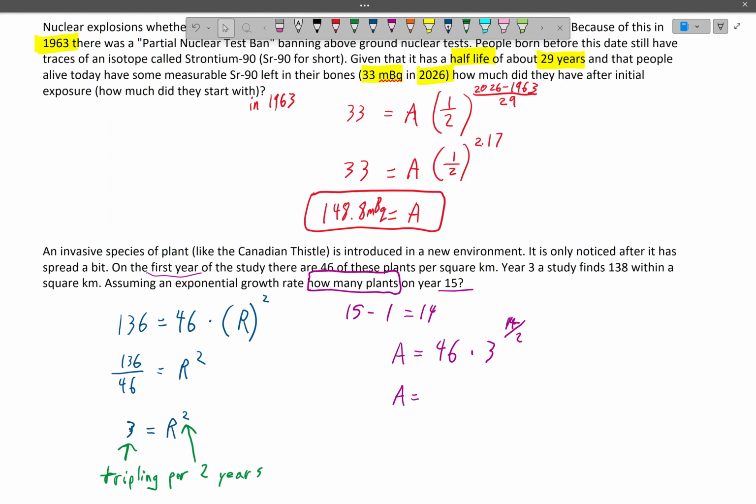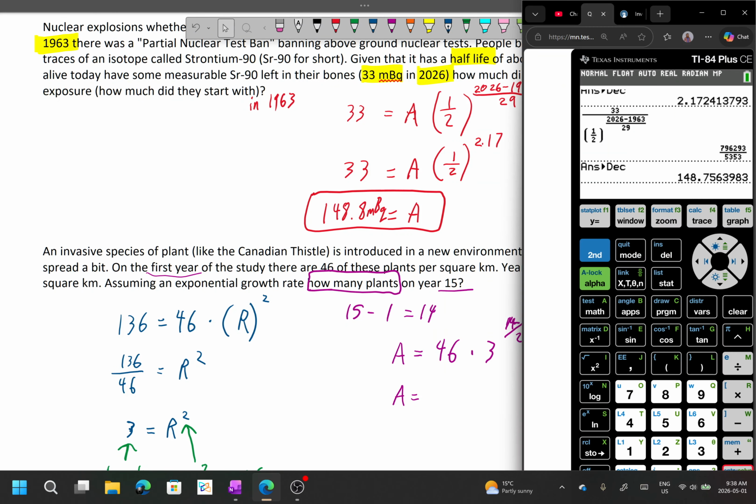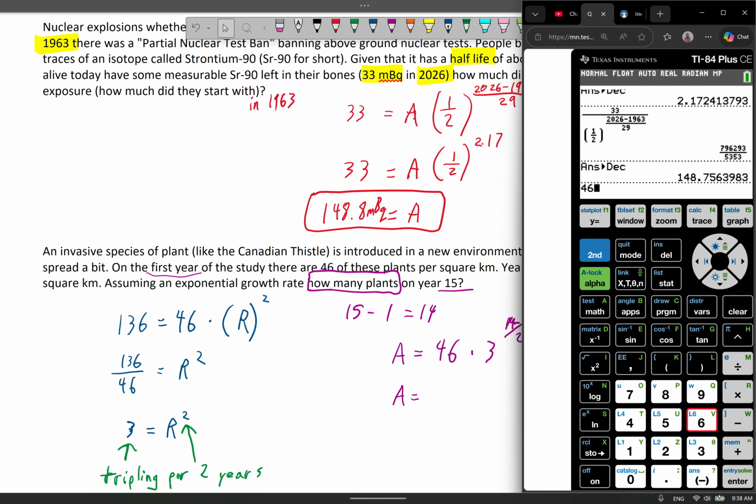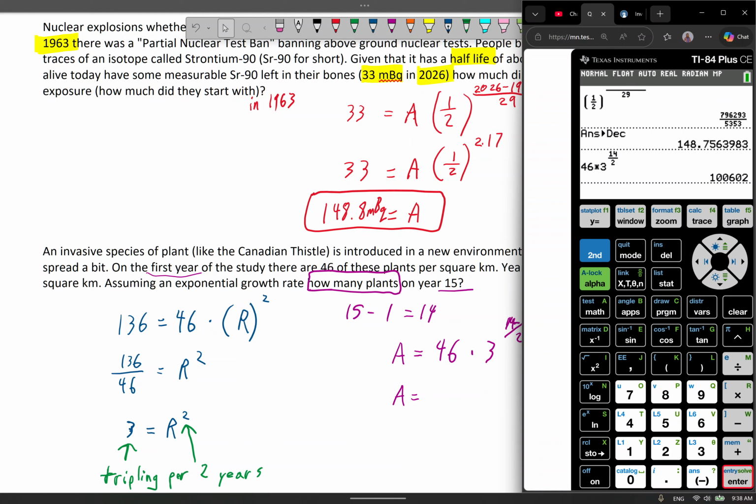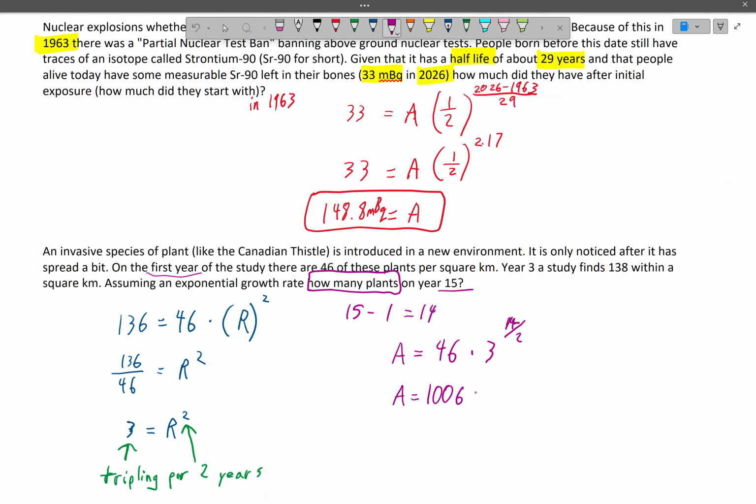So we can go ahead and plug this in, and we're going to get an answer. So this is times 3 to the 14 over 2. And we get 100,602. That might be an unrealistic number, but that's what we have.